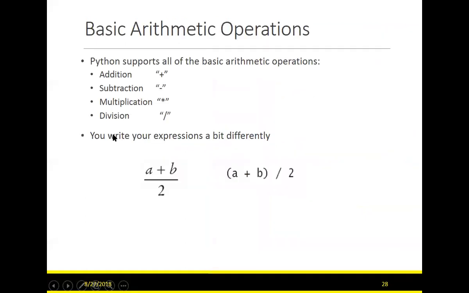Now let's talk about arithmetic. We have addition, subtraction, multiplication, division. So if you want to write something like that, a plus b over 2, a plus b divided. Why do we put the parentheses around a plus b? Anybody? No? Solve that first. What would happen if we didn't do that? It would be b divided by 2, then add a to the results of b divided by 2. Computers follow the order of operation.